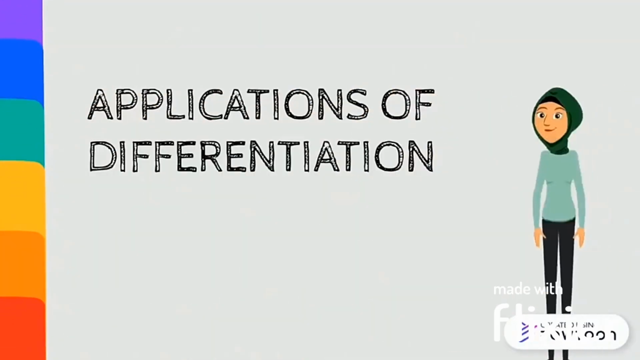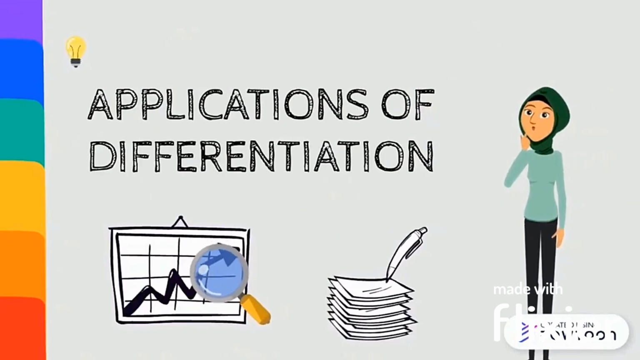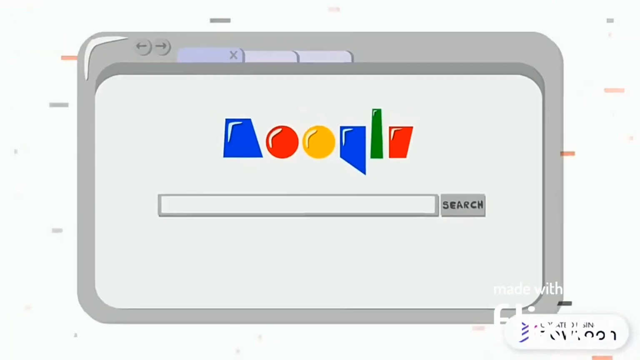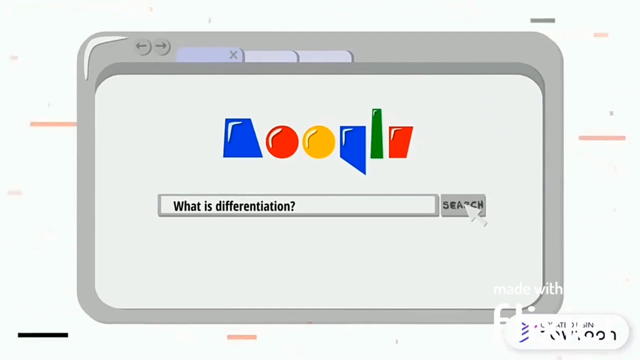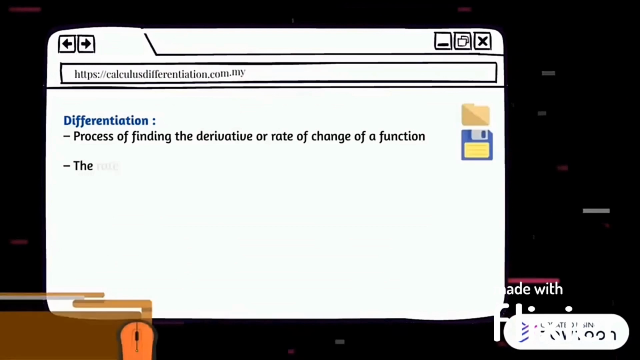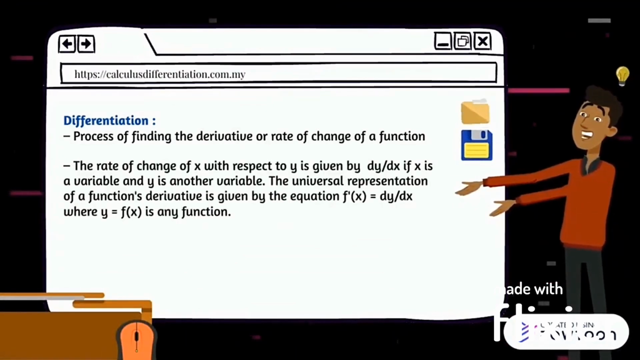Application of differentiation. So, what is differentiation? Differentiation is the process of finding the derivative or rate of change of a function.